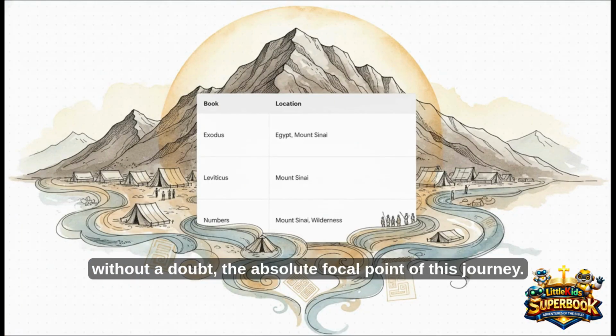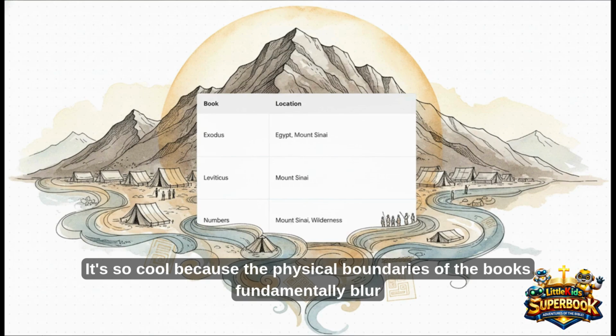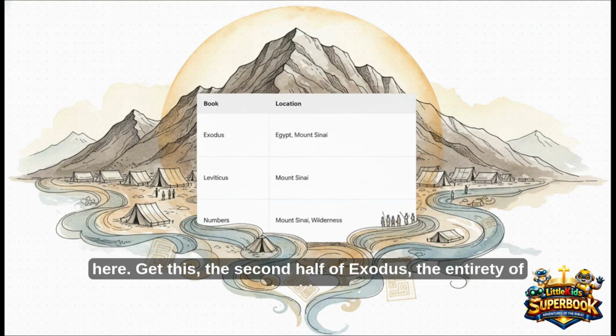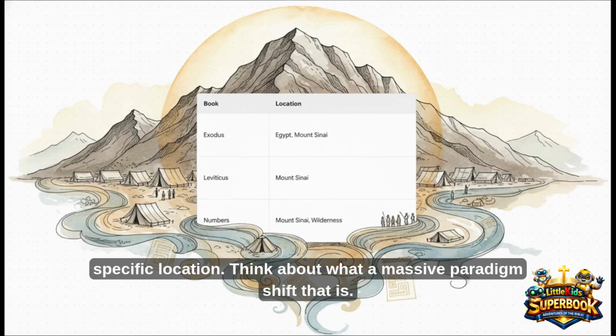Mount Sinai is, without a doubt, the absolute focal point of this journey. It acts as the geographical anchor for all 3 of these books. It's so cool because the physical boundaries of the books fundamentally blur here. Get this, the second half of Exodus, the entirety of Leviticus, and the beginning of Numbers all describe what happened at this single specific location.